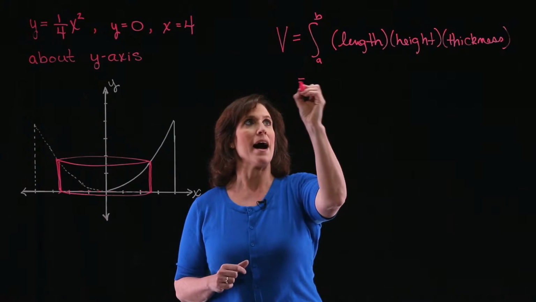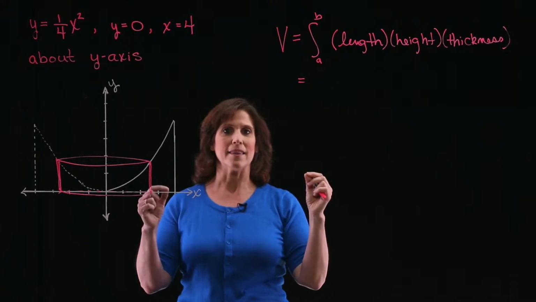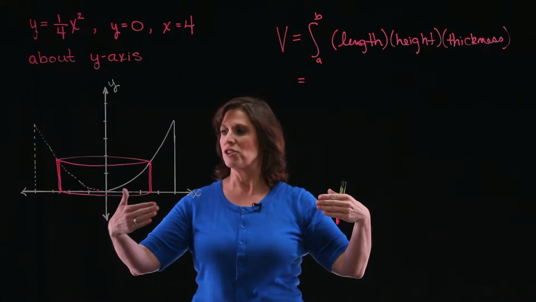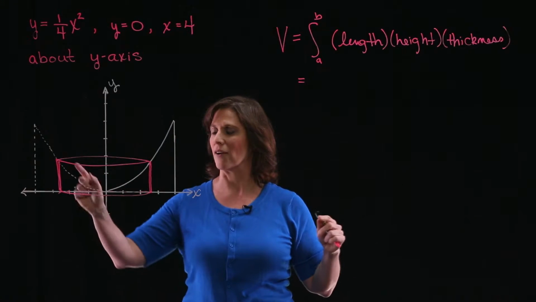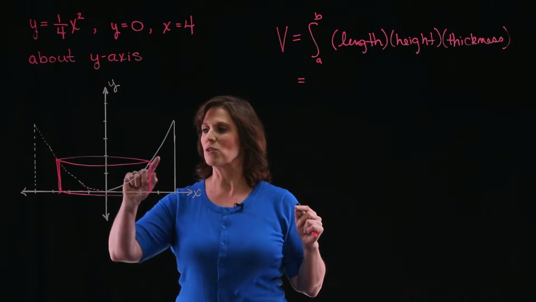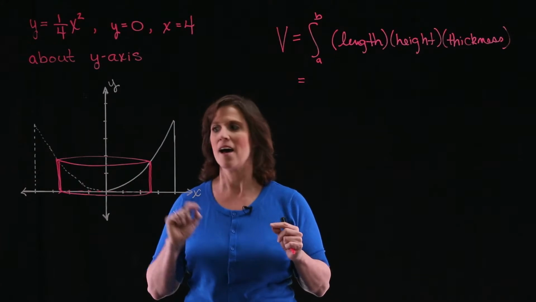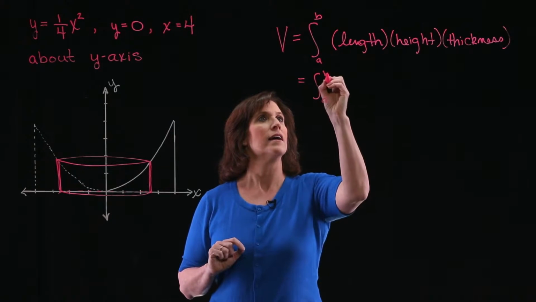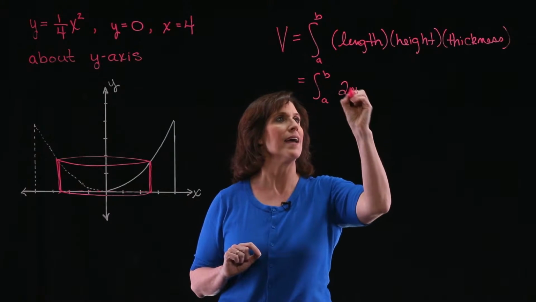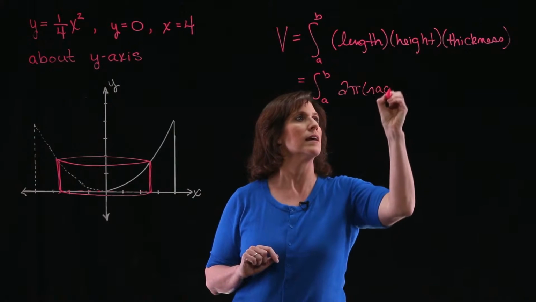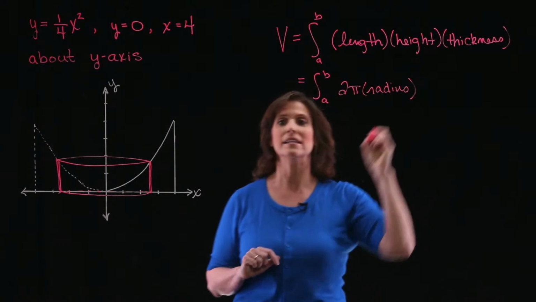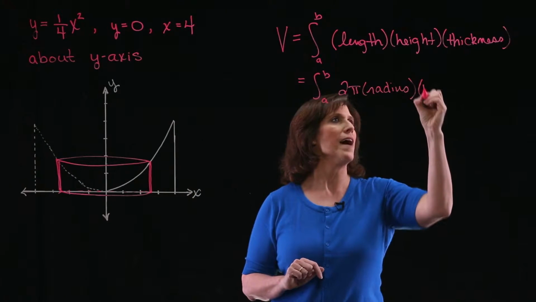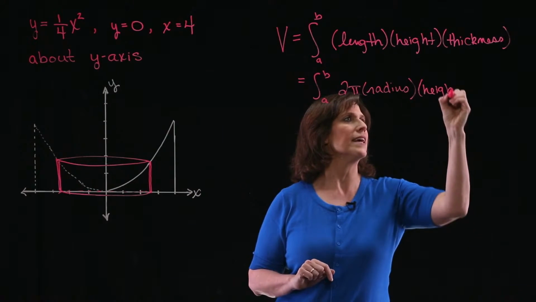Now, if you think about what the length of that shell is going to be, you're opening up the shell so that it looks like a rectangle. And the length is actually going to be the circumference of that shell. So our formula looks like 2 pi times the radius, because that is the circumference of your shell. And then we'll multiply by the height and the thickness.